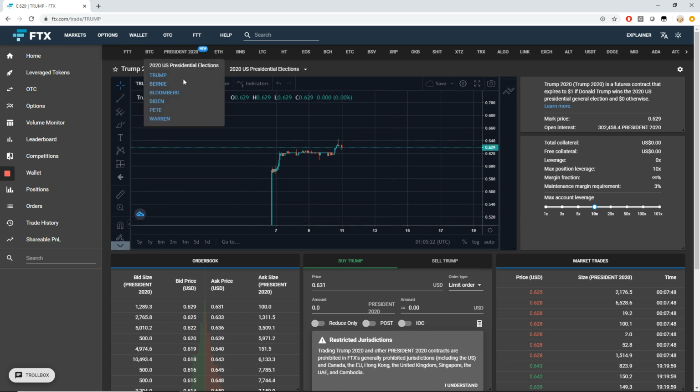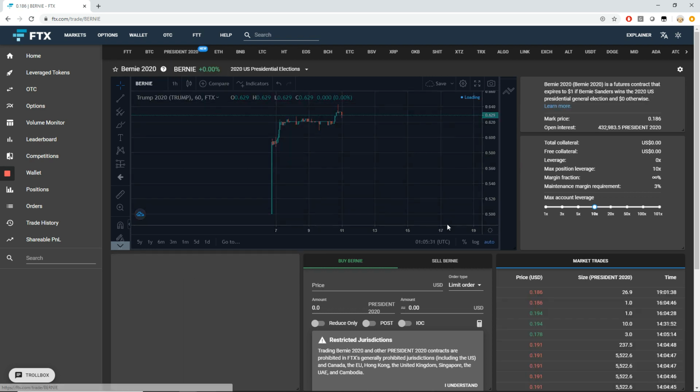And you can do this for the list of presidential candidates in here. So we've got Bernie, Bloomberg, Biden, Pete, Warren. So you can do this on any of these.